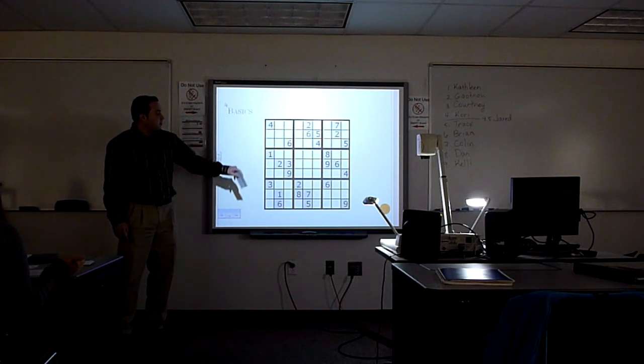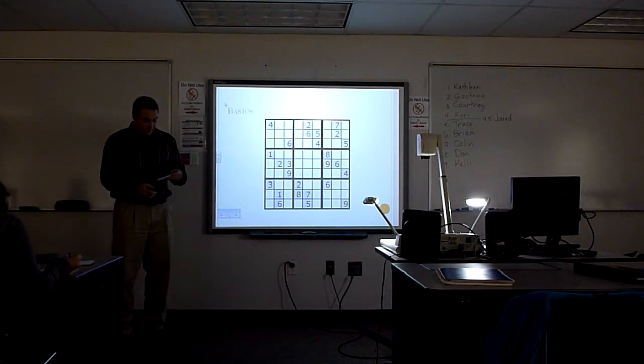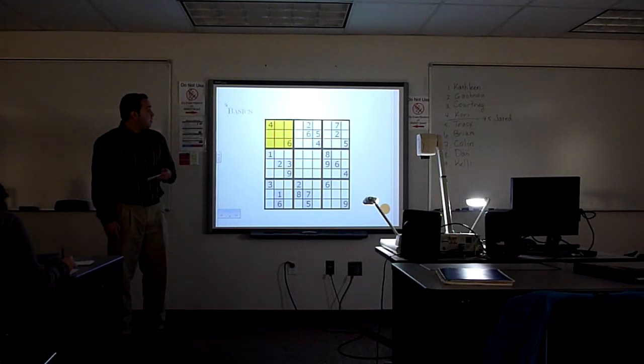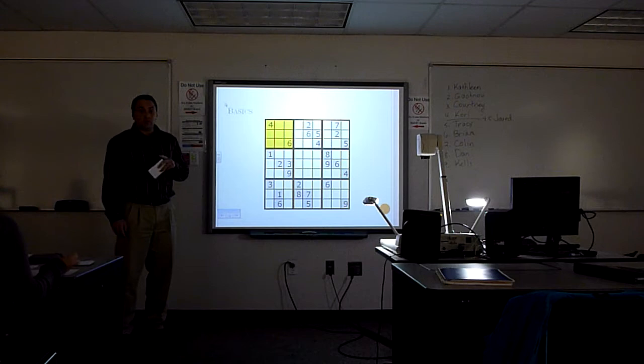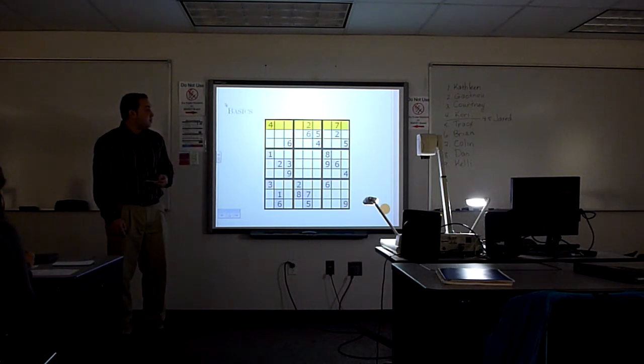Okay, the basics are, you have a 9x9 block. Within it are nine grids. Each grid must contain numbers 1 through 9, but only once. Each column must contain the numbers 1 through 9, but only once. And each row is, guess what, 1 through 9, only once.